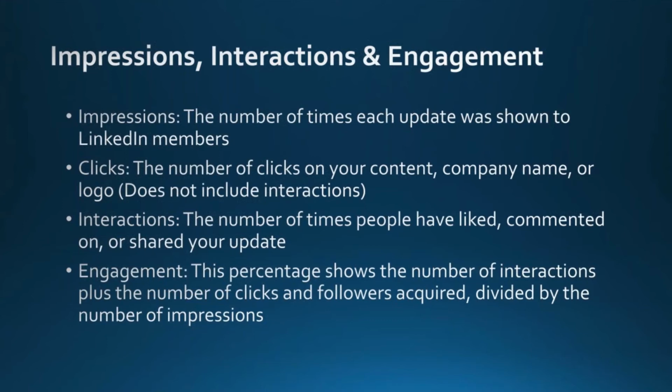And then your engagement is a percentage, and this percentage shows the number of interactions plus the number of clicks and followers acquired divided by the number of impressions. So this is basically a number that shows you the percentage of people who have engaged with your content in some way based on how many people it's been shown to.